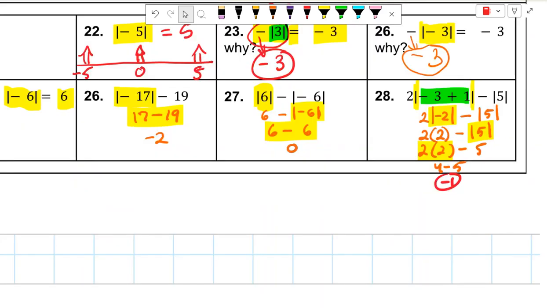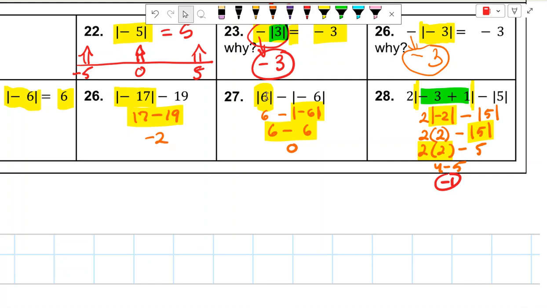All right, welcome back. This is 26, 27, 28, all done. I showed all my work, how to bring things down, and how to do one piece at a time. I used order of operations for each. So very quickly, 26, I did the absolute value of -17 to get 17, dropped everything else down, and 17 minus 19 is -2.